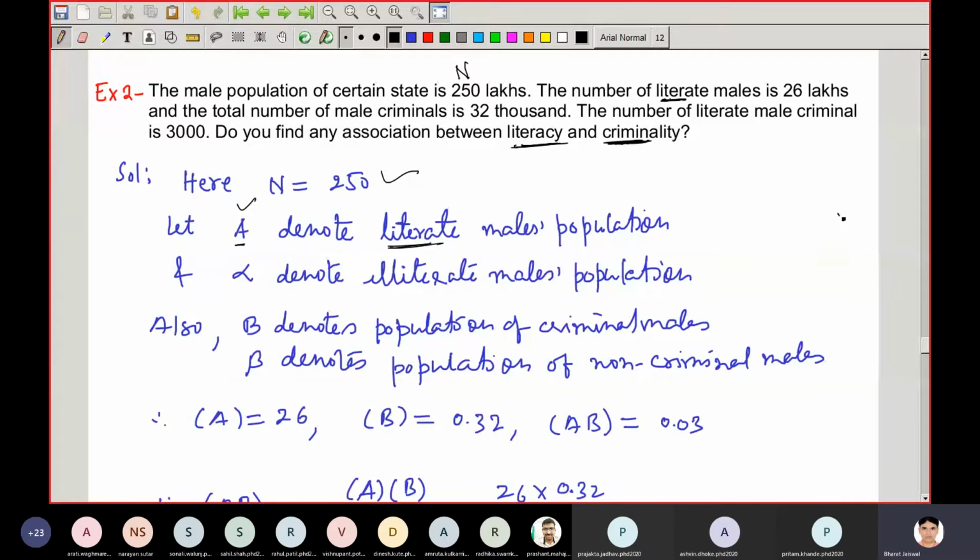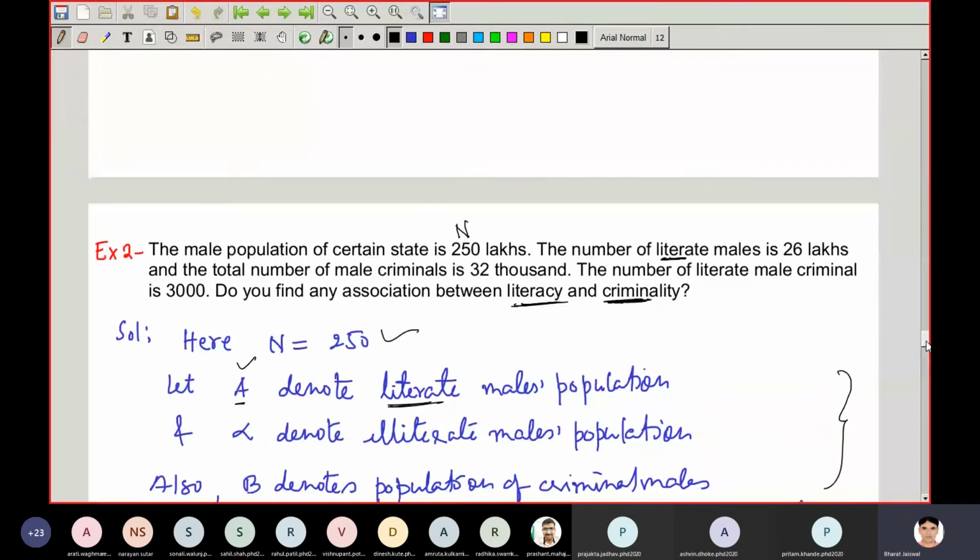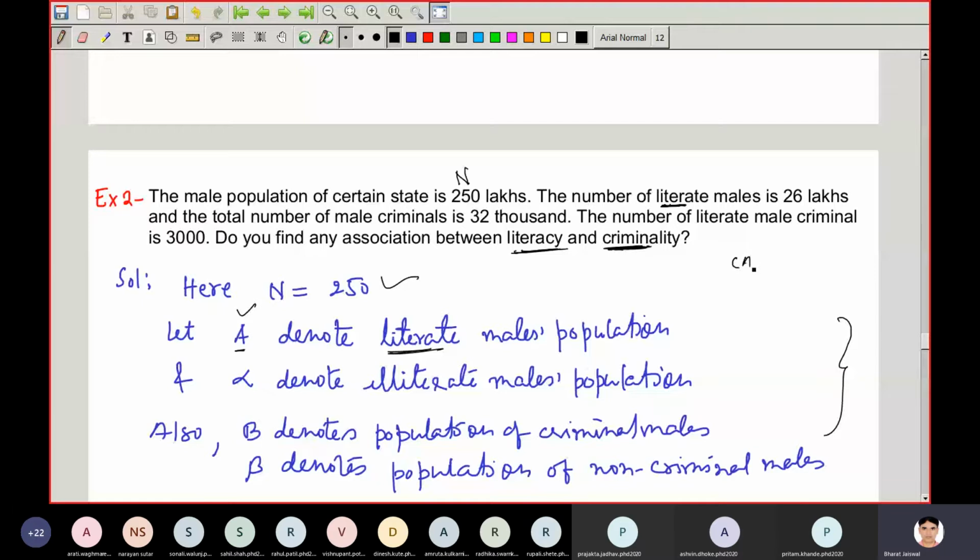इसमें कोई डाउट तो नहीं है ना? हेलो, ये लेना पड़ेगा आपको। टू एट्रीब्यूट्स में 4 क्लासेस बनती हैं, ठीक ना? अब देखिए कितना है। आप कोई मुझे बताइए कि व्हाट इज द फ्रीक्वेंसी ऑफ द एट्रीब्यूट A, मींस कितने ऐसे मेल हैं जो लिटरेट हैं? 26 lakhs. Okay. Now the total number of male criminals. Male criminals means attribute B. 32,000. Okay. तो कैसे लिखा जाएगा इसको?